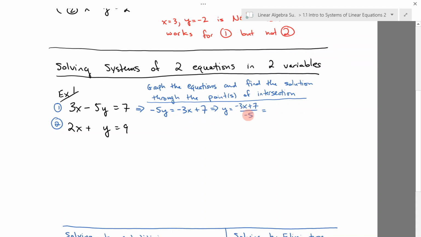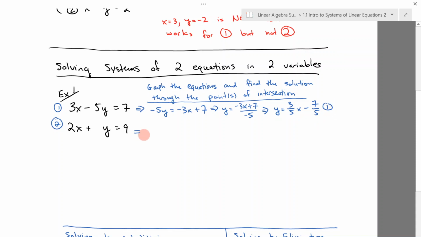And when you're dividing by a single term like this, you have to distribute the denominator, right? So the minus 5 goes into both terms. So minus minus becomes a positive 3/5 x, and then minus 7/5. Okay, so actually let me write the y in. So this becomes y equals 3/5 x minus 7/5. Okay, so that's equation 1.